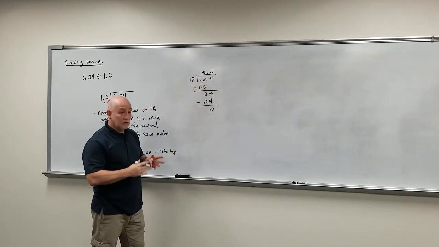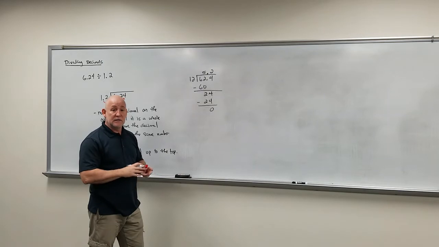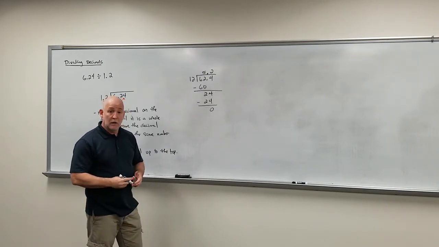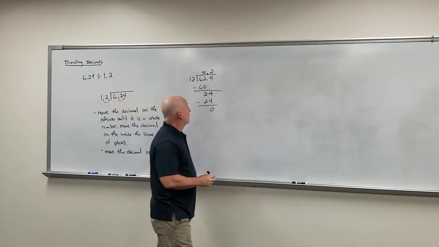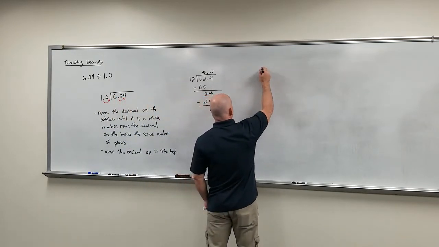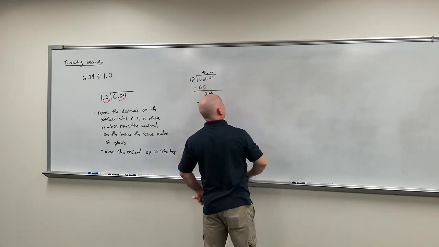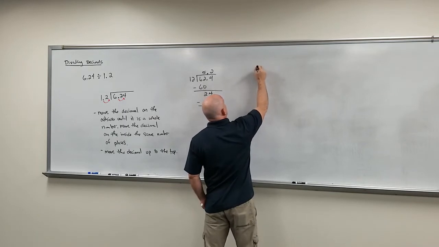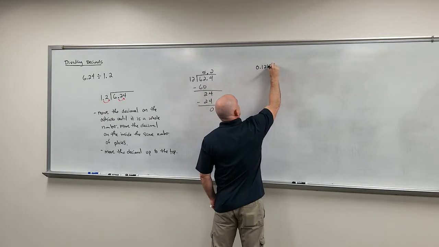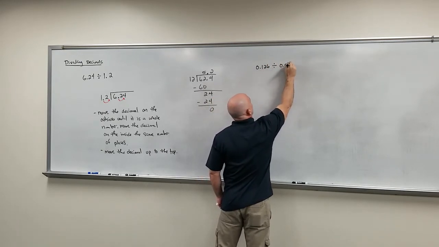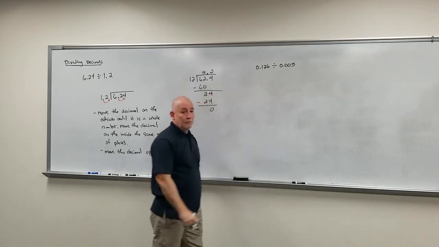So if you notice, the hard part about this is not going to be the decimal stuff. It's going to be the long division. So you might have to go back and practice a little bit of long division. So let's try another one. Let's say we have 0.126 divided by 0.005. This is going to be horrible.